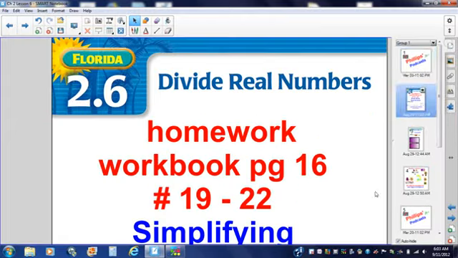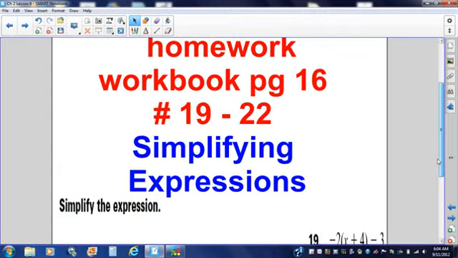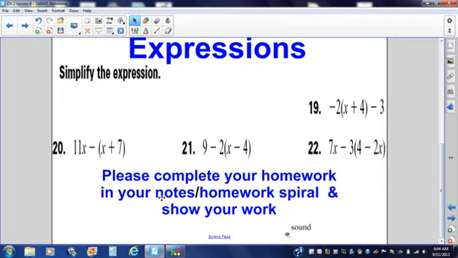Today's podcast is going to be on lesson 2.6, divide real numbers. But before we do today's notes, please make a note for yourself that tonight's homework is workbook page 16, simplifying expressions again. I want you to finish up problems 19 through 22. Just a friendly reminder, please complete your homework in your notes/homework spiral and show your work.